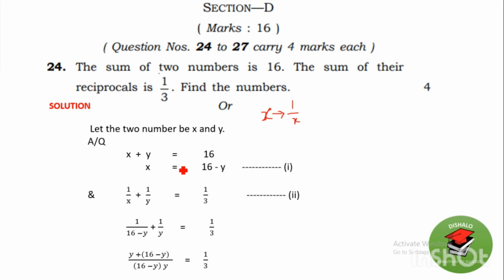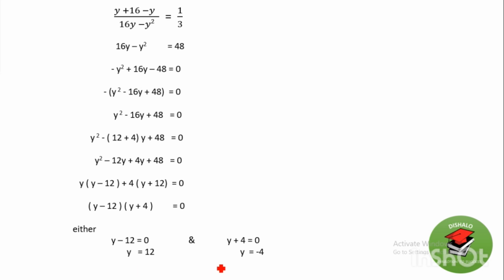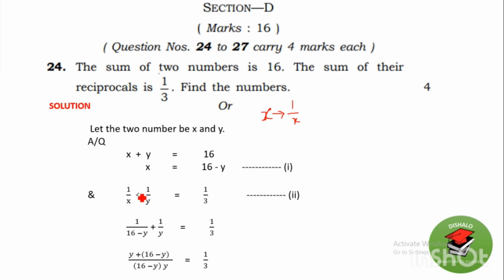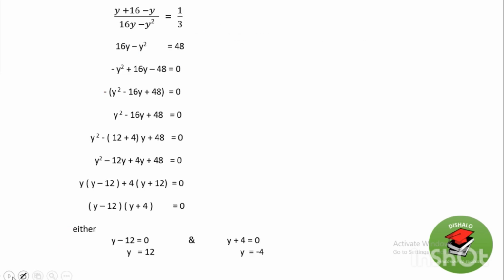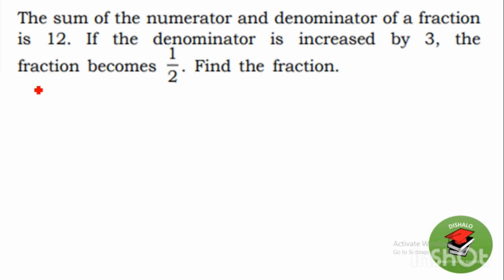You have to find the numbers, right? So we got two values of y, 12 and minus 4. These two values of y you can put in either equation 1 or equation 2, and you will get the value of x. So this was a choice question.